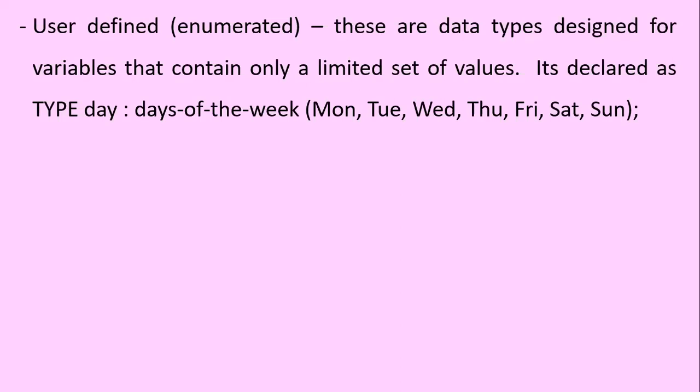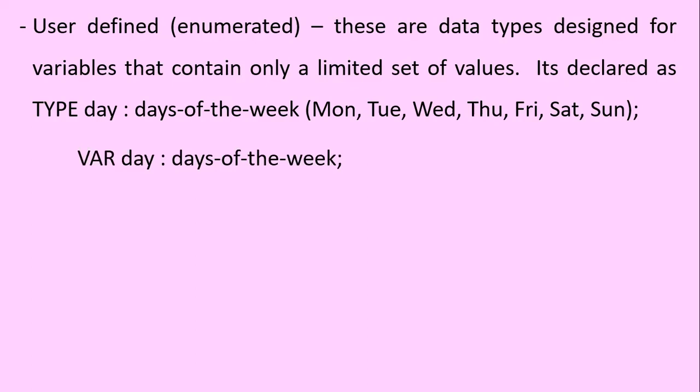User-defined or enumerated data types are those data types that are designed for variables that contain only a limited set of values. It is declared with the keyword or reserved word type, then the name of the data type that we want to define, which is day. We are saying this is days of the week. And which are those days? Monday, Tuesday, Wednesday, Thursday, Friday, Saturday, Sunday. And then we terminate that statement with a semicolon. So we have enumerated the days of the week, and we have called that data type day.